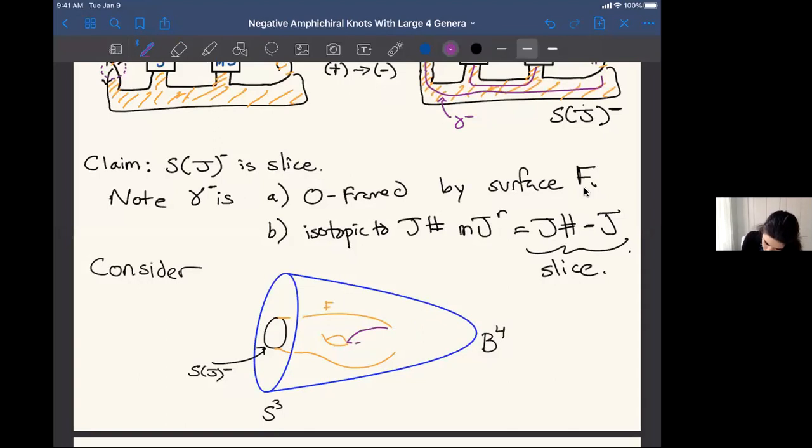So what do I see? I see a pair of pants now, with gamma minus in two copies. The fact that gamma minus is itself a zero-framed slice knot allows me to glue in the slice discs, two copies of the slice discs, like so. And a pair of pants with two discs glued on is itself a slice disc. So this is how you can build a slice disc for S of J minus. Any questions about that?